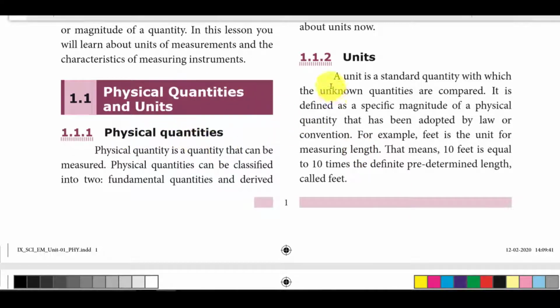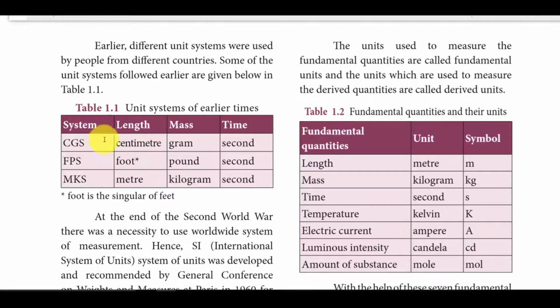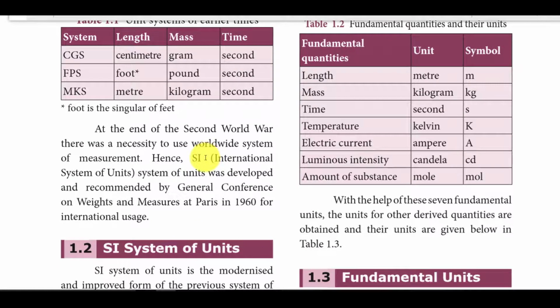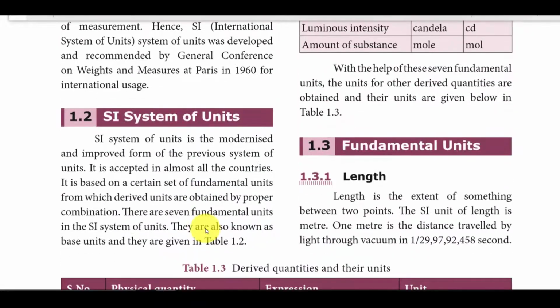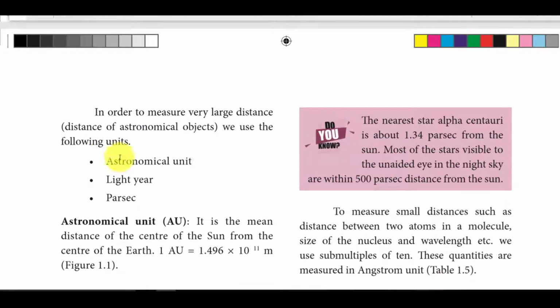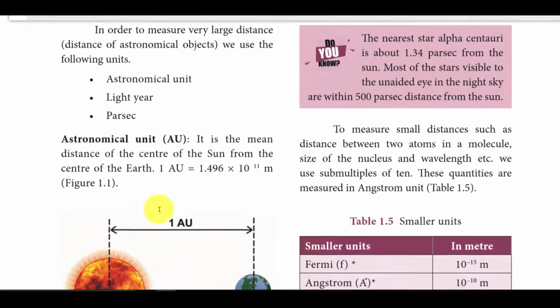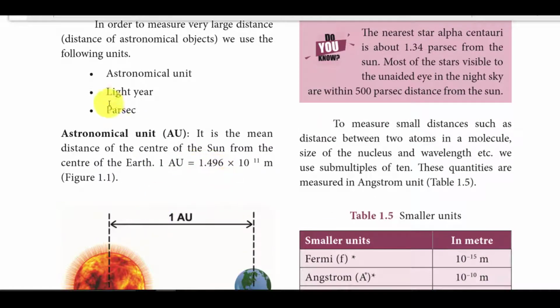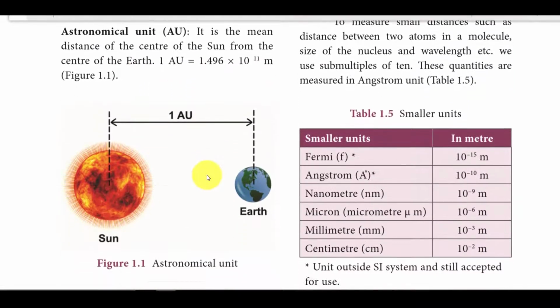What are physical quantities, units, and the basic system of units in measurement, that is CGS system, FPS, MKS system, and why we have used SI system of units, that is system international units, that is used commonly all over the world. And what are the fundamental quantities, that is length, mass, and time. In length we are having different types of measurement: astronomical unit, light year, parsec. I think you are all able to remember all those values of astronomical unit, light year, and parsec. Okay, have a quick check.